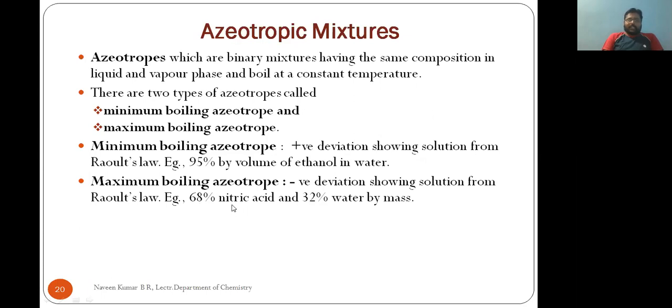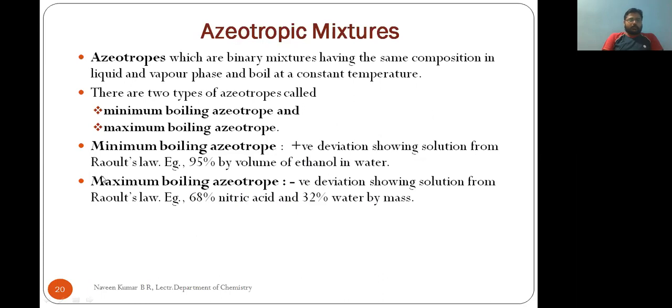68 grams of nitric acid in 32 grams of water, if you take it as a 100% solution, where 68% is nitric acid and 32% is water in this composition. So both the components will have the same composition in their solution phase as well as in the vapor phase. As a result, they boil at the same temperature and they form a maximum boiling azeotrope. Here, minimum and maximum refer to the boiling point of their components.